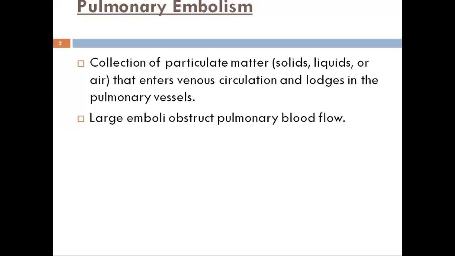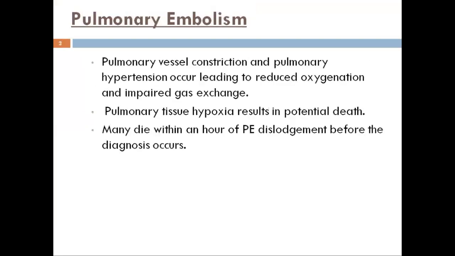So what is pulmonary embolism? Basically, it's a collection of particulate matter, that's like solids, liquids, or air that enters the venous circulation and then lodges in the pulmonary vessels. When you talk about pulmonary vessels, you're talking about the blood vessels within the lungs. Large emboli can obstruct the pulmonary blood flow. And when that occurs, then you're going to have damage to portions of the lung, and then you have difficulty breathing. Okay.